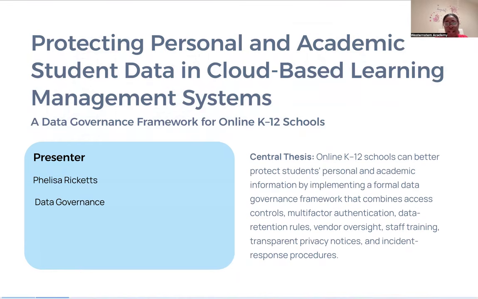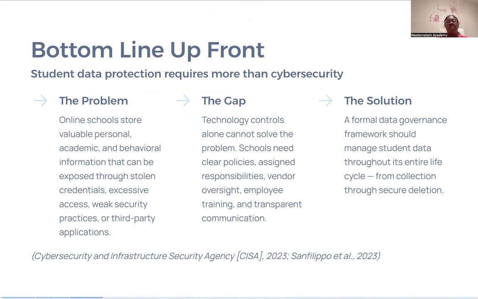I'm going to be looking at this data governance framework for online K-12 schools. The central thesis is that online K-12 schools can better protect students' personal and academic information by implementing a formal data governance framework that combines access controls, multi-factor authentication, data retention rules, vendor oversight, staff training, transparent privacy notices, and incident response procedures. The bottom line up front is that student data protection requires more than just cybersecurity.